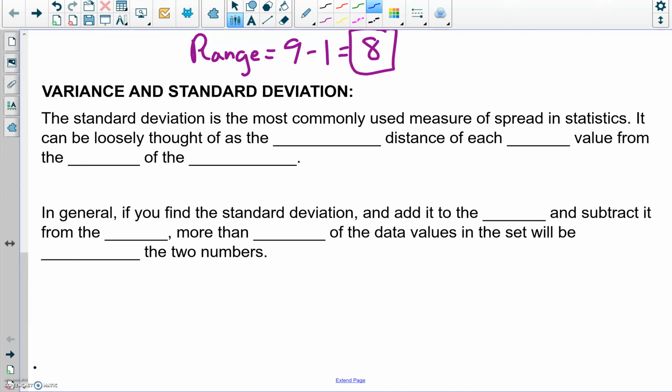And what we're going to look at now is variance and standard deviation. So the standard deviation is the most commonly used measure of spread in statistics. It shows up all over the place. And it can loosely be thought of as the average distance of each data value from the mean of the data set.